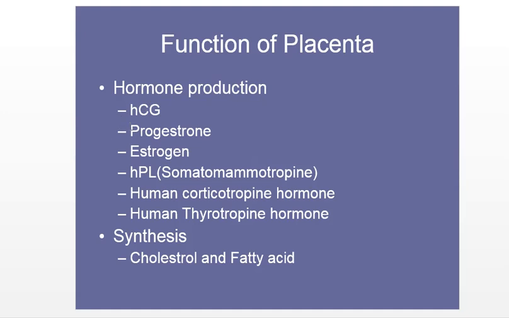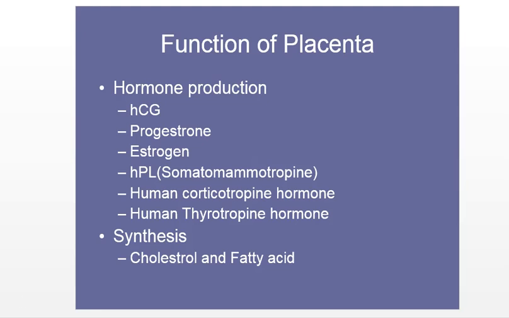Another hormone produced by the placenta is somatomammotropin. Formerly its name was placental lactogen. It is a growth hormone-like substance that gives the fetus priority on maternal blood glucose and makes the mother somewhat diabetogenic. And also the placenta secretes small amounts of corticotropin hormone and human thyrotropin hormone, and again the placenta synthesizes a small amount of cholesterol and fatty acids.